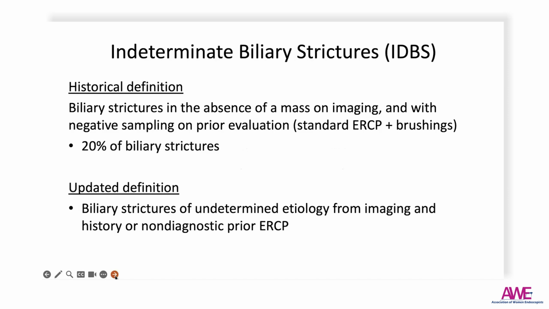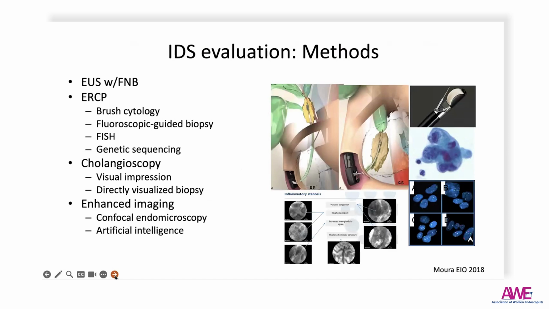The updated definitions that you'll find in all guidelines, however, now include strictures of indeterminate etiology from their imaging and history alone, and not necessarily having had to undergo prior diagnostic ERCP. So it does bring to question what do we have available to us now in terms of that evaluation, and how are we changing that with our approach in terms of timing and how aggressive we're being. So we'll discuss EUS, ERCP with various sampling and imaging modalities and enhancement. Cholangioscopy is obviously a very big topic area in this topic to look at.